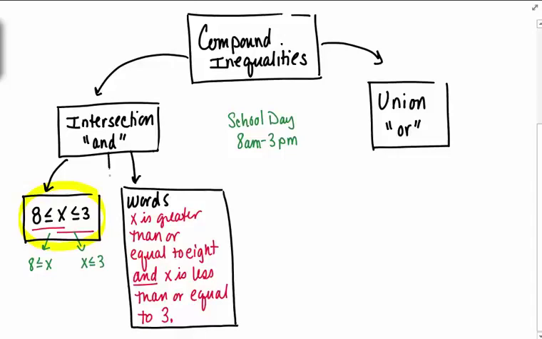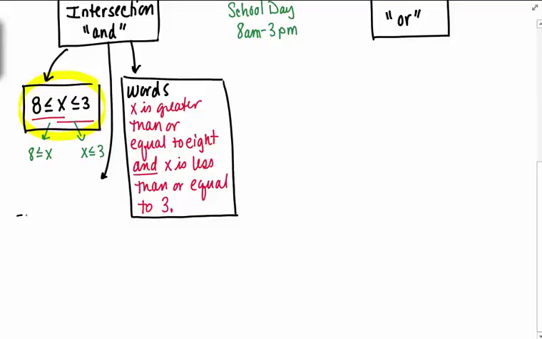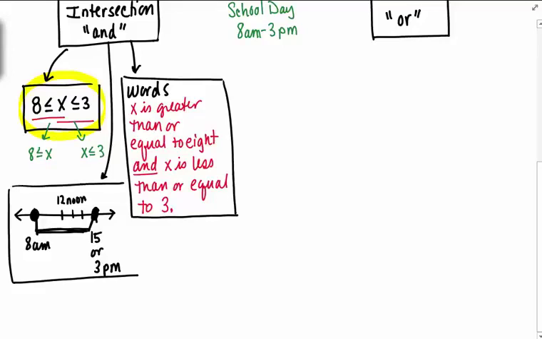Now, the graph of this is going to be somewhat intuitive because it makes sense. If we're making a number line of time, we have our 8 o'clock a.m., we're going to put our 12 noon here, and 3 would be 13, 14, 15 o'clock if we were using military time. So our graph of this would be, we start at 8, we end at 3, and we're in school during this entire time. So our X values fall in this interval. This is our graphical representation of our compound inequality.